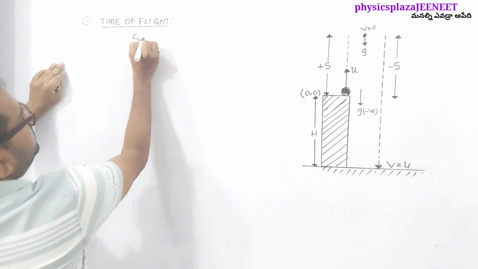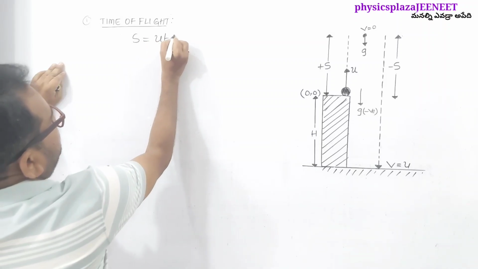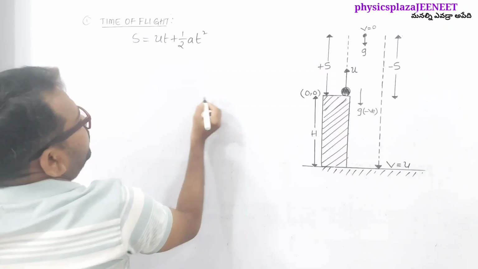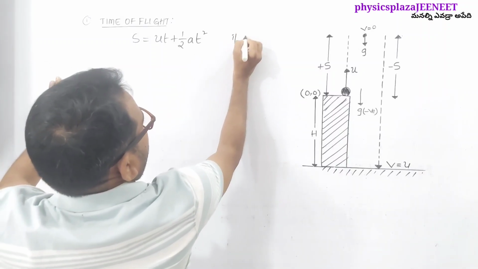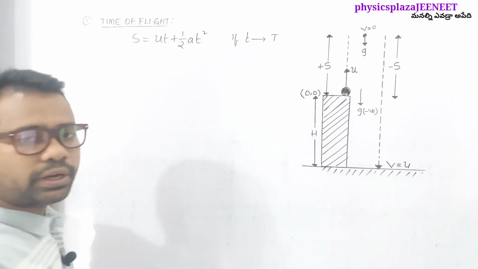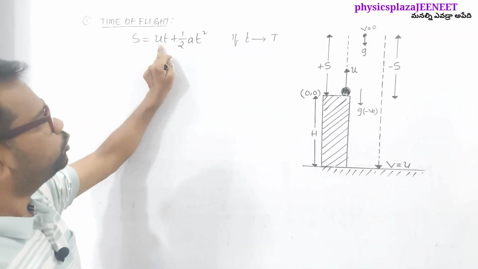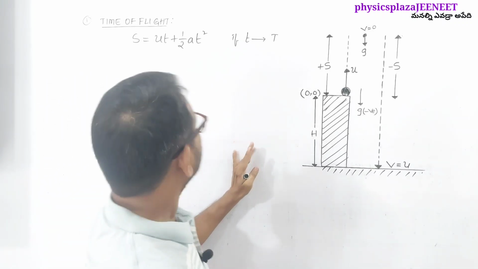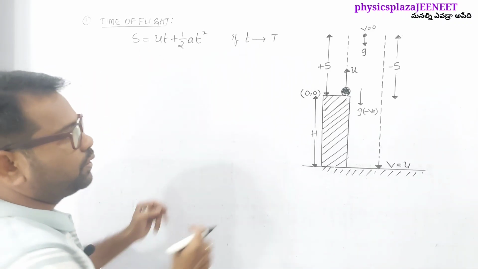Let us take S is equal to ut plus half at square. Children, if t tends to capital T, it means the time will become the time of flight. In that case, there will be some value for u also. But what will S be? Look at it.